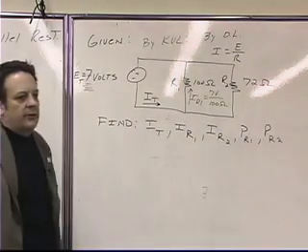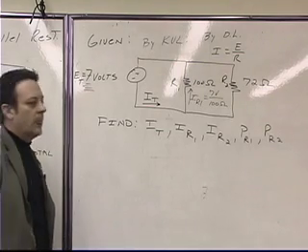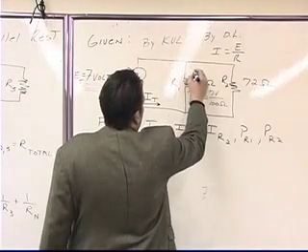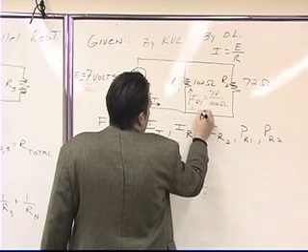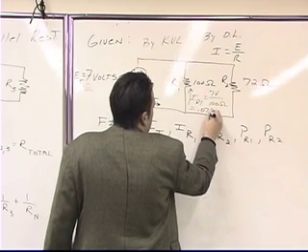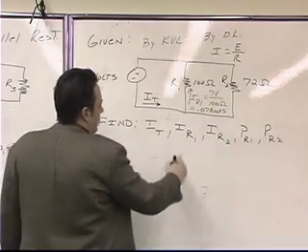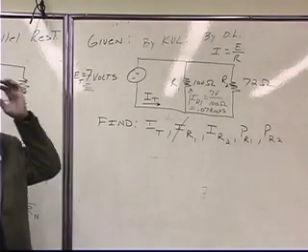What do you get when you take 7 divided by 100? 0.07? 0.07. So the current is equal to 0.07 amps. So basically, I've just found that. Okay?